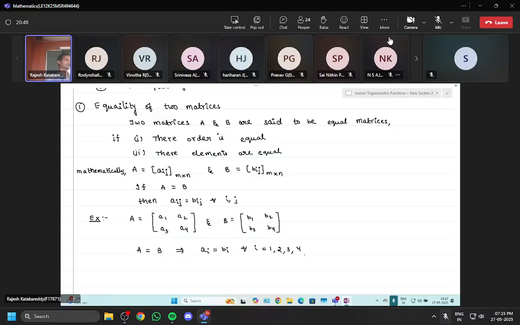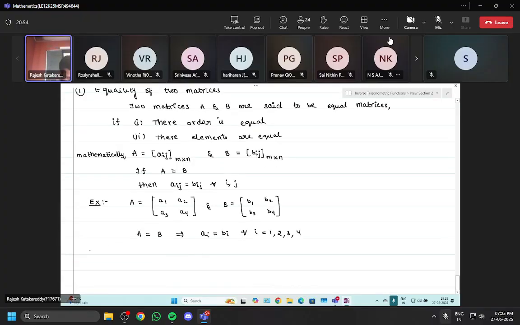This is what equality of matrices is. Now maybe I can have one small problem here. I can connect equality of matrices to relations. Now, let's say R is a relation. Inside R, you have two matrices M, N such that M is equal to N. So here M comma N belongs to the set of matrices of same order.